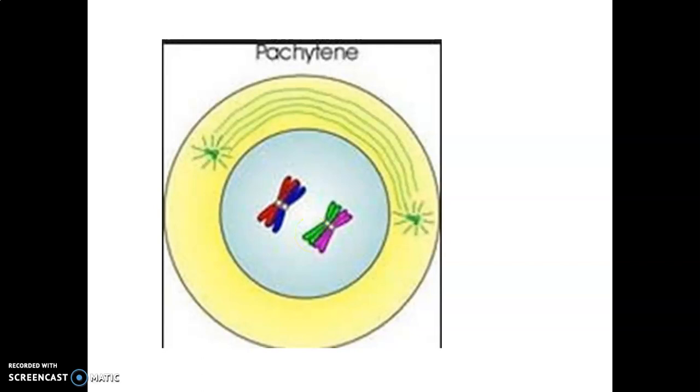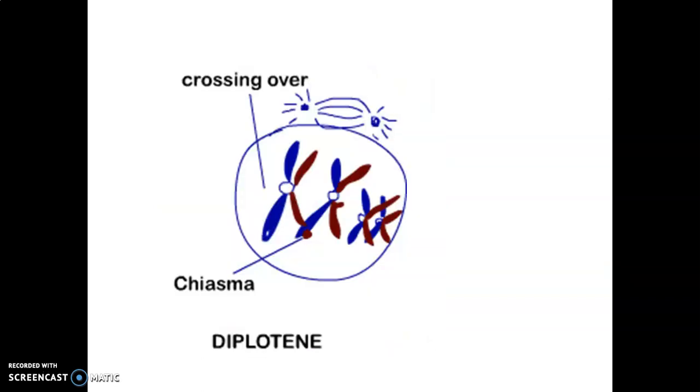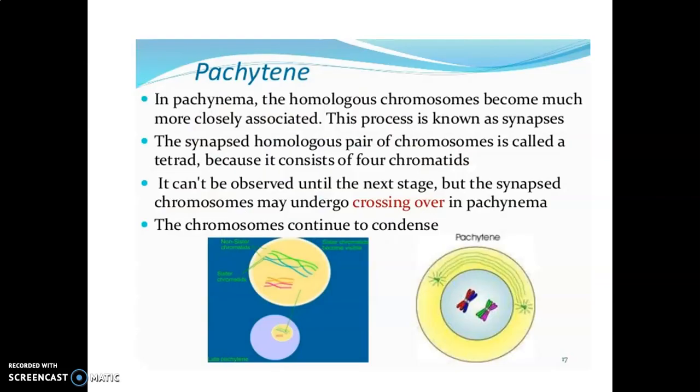So this stage is characterized by the appearance of recombination nodules, the sites at which crossing over occurs between non-sister chromatids of the homologous chromosomes. Crossing over is the exchange of genetic material between 2 homologous chromosomes. Clear? So I will show you one more diagram. See, this is pachytene. In this diagram, it is clear. Non-sister chromatids are given one color, and for sister chromatids another color is given. Clear, children?